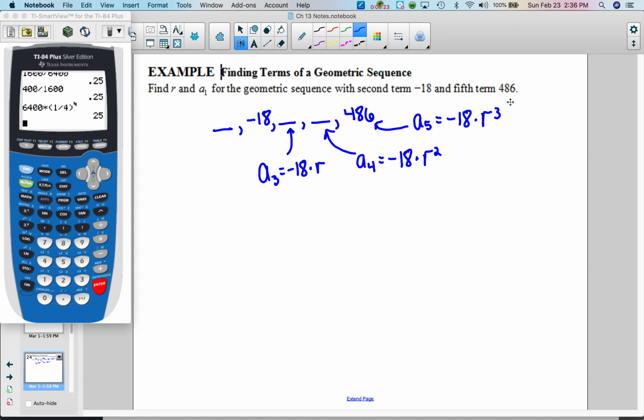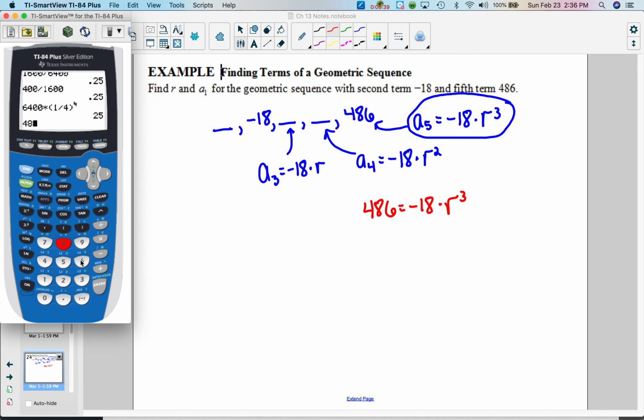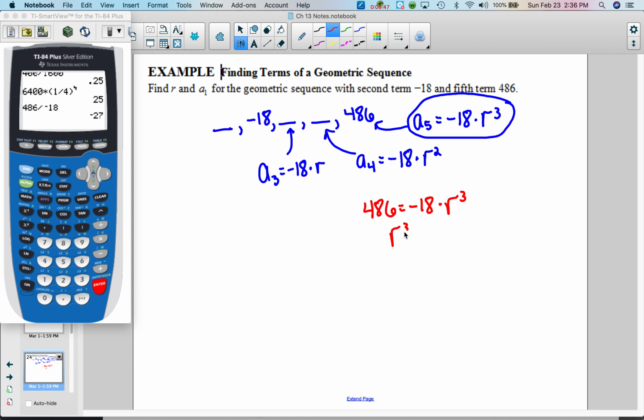So this right here is going to be helpful now. I get a sub 5, which is 486, so I'll substitute that in, equals -18 times r cubed. Well, now I can divide both sides by -18, and we get that r cubed equals -27, which then if I take the cube root of both sides, r has to equal -3.